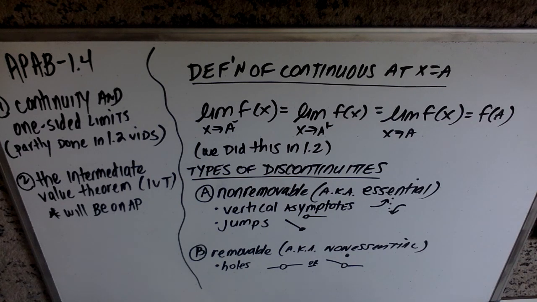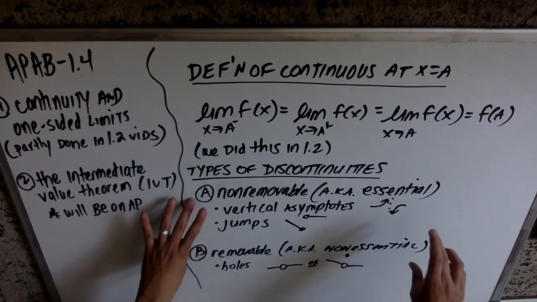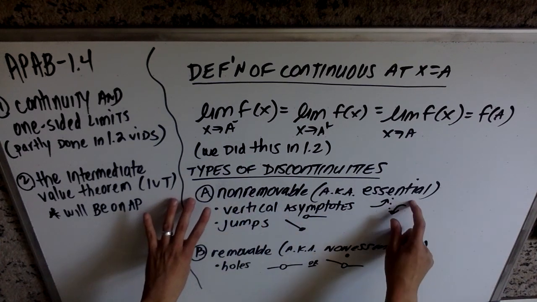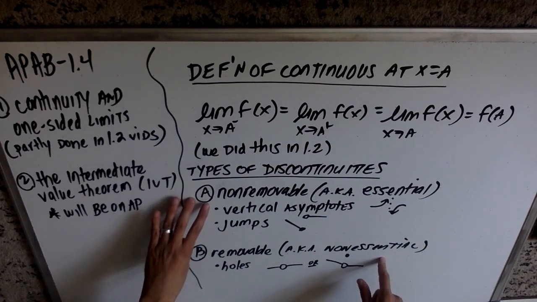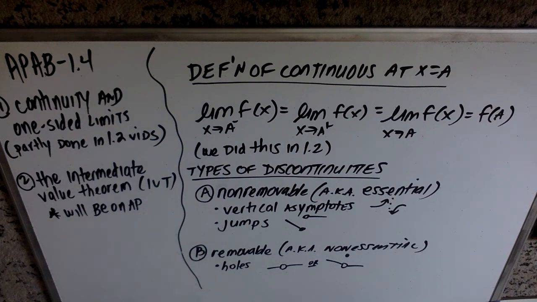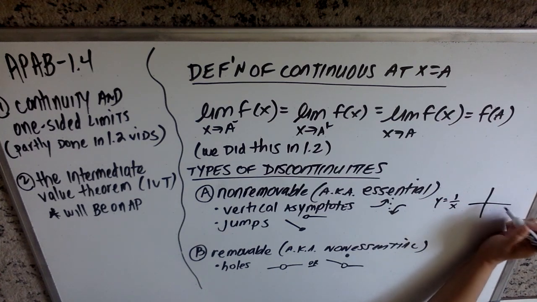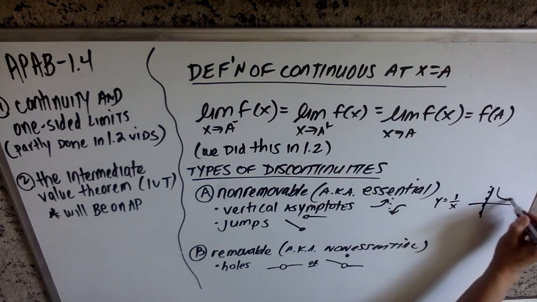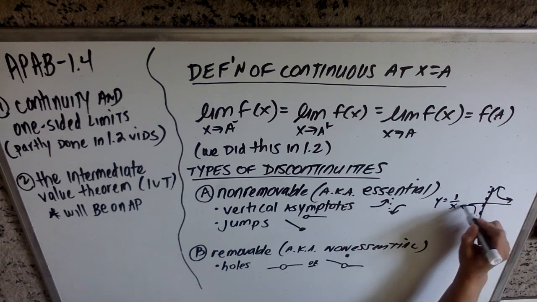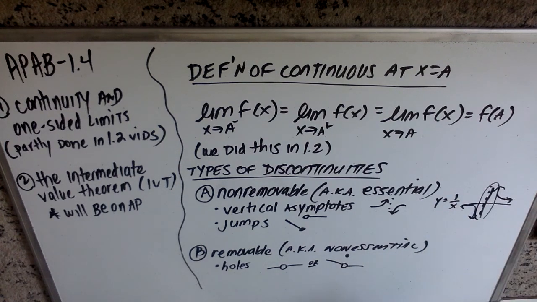So we're going to walk through this, but let's talk about the two big types of discontinuities. Discontinuities can be categorized into what we call non-removable or removable. Now, those two words can also be interchanged with essential, so non-removable being essential and removable being non-essential. So in the non-removable discontinuity category, we have vertical asymptotes, right? So for example, if I gave you the graph y equals 1 over x, there would be a vertical asymptote at 0. And this graph would have a non-removable discontinuity right here at x equals 0, right?